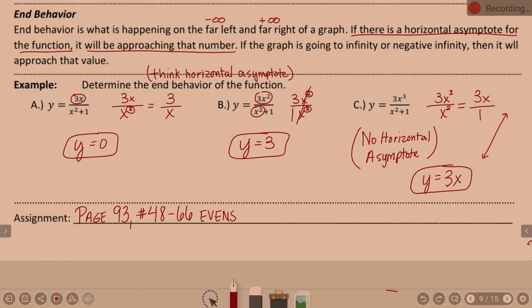Okay, your homework is page 93, 48 to 66 evens, and Katie says it's how many questions? 9. Well, I counted. She was counting. Is it 9? I think it's 10. Did I count wrong? Anyways, it's not a ton. Oh, it's my one job. I just saw you counting over there.